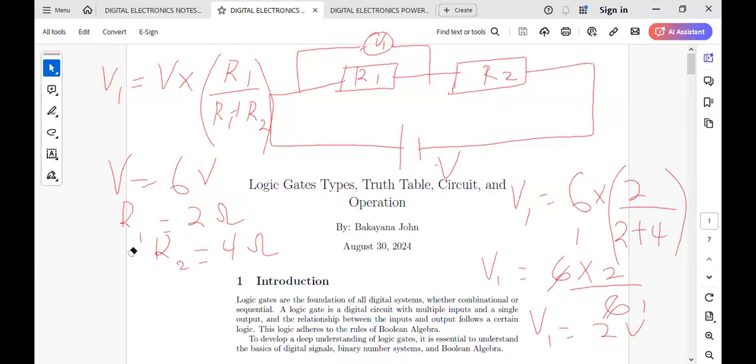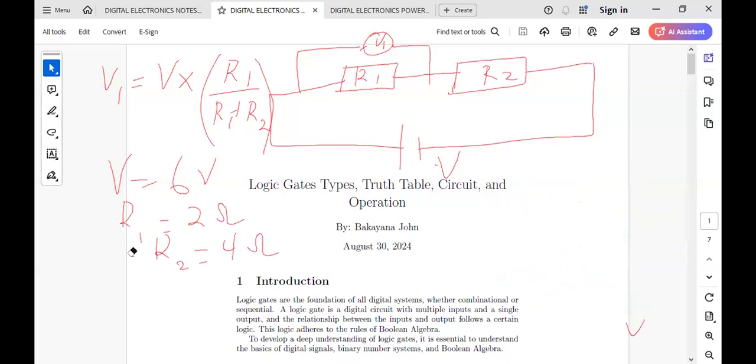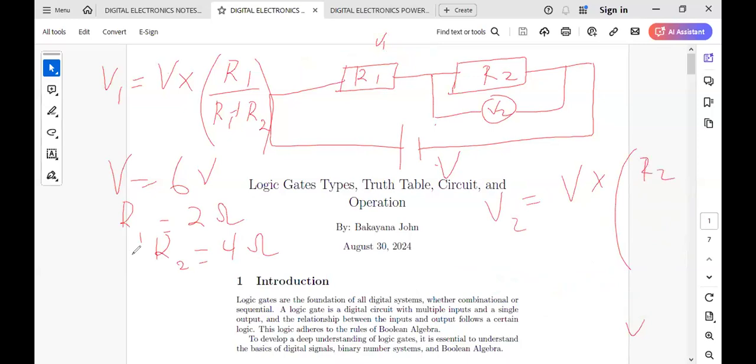Now, supposing I put my voltmeter not at R1 but at R2, so that the voltmeter reads the voltage at R2. Still, the formula to get V2 is the total voltage times the resistance where the voltmeter is, as the numerator, over R1 plus R2. So V2 becomes 6 times, what is R2?